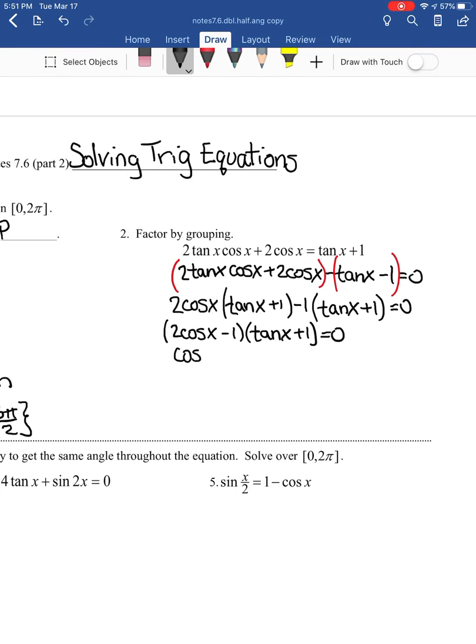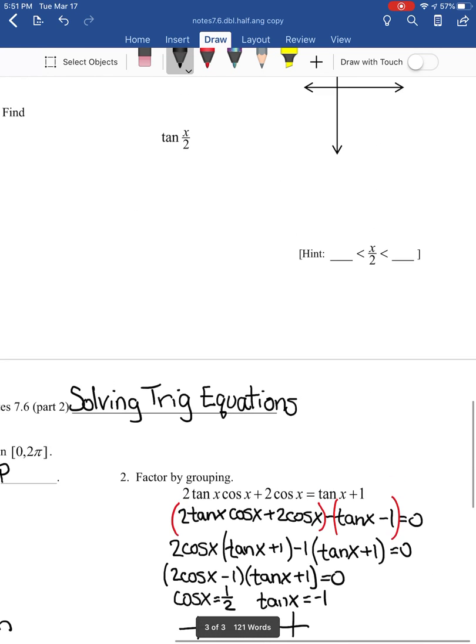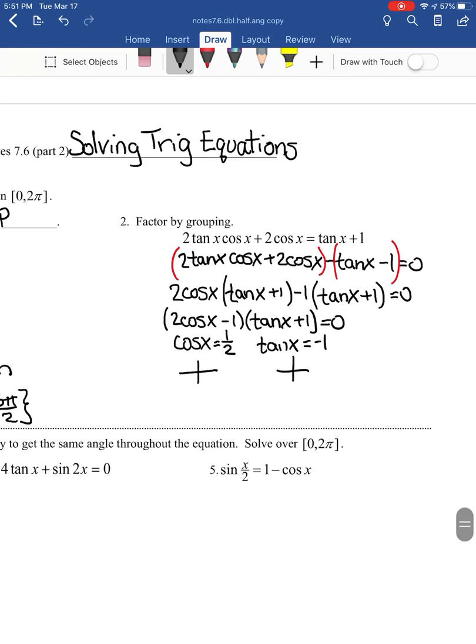So from this one, cosine x equals 1/2 or tangent x equals -1. I always draw my unit axes for both of these. Cosine is positive in quadrants 1 and 4. That's going to happen at pi over 3 or 5 pi over 3. So pi over 3 plus 2 pi n, and 5 pi over 3 plus 2 pi n.